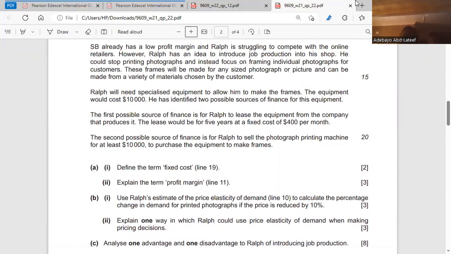They said Ralph would need specialized equipment to allow him to make the frames. The equipment would cost $10,000. He has identified two possible sources of finance for this equipment. The first possible source of finance is for Ralph to lease the equipment from the company that produces it. The lease would be for 5 years at a fixed cost of $400 per month. The second source is to sell the photograph printing machine that he has. That is an internal source of finance, sale of assets, for at least $10,000 to purchase the equipment to make frames.